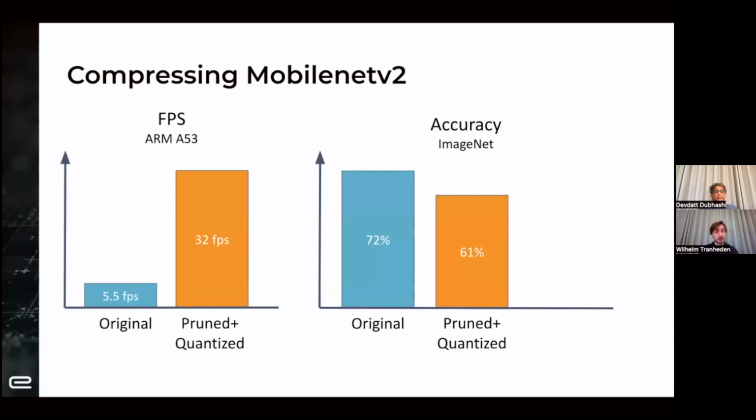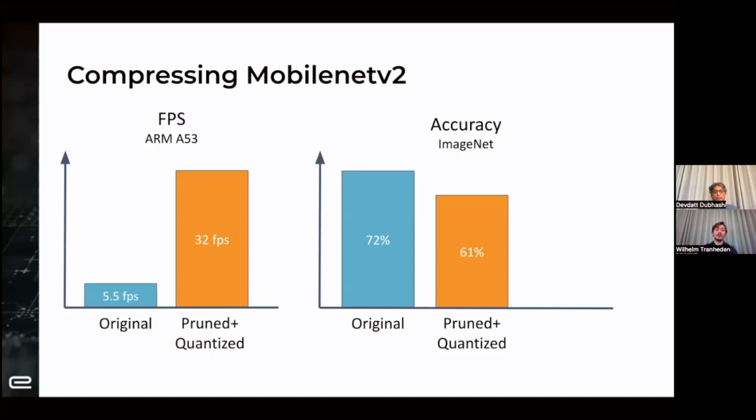So we want to compress this, and we can actually compress this all the way so that we have 32 frames per second, which is sufficient for most real-time applications, if we do very aggressive pruning and quantization. But by doing very aggressive pruning and quantization, we see a drop in the accuracy. So we go from 72% accuracy down to 61%.